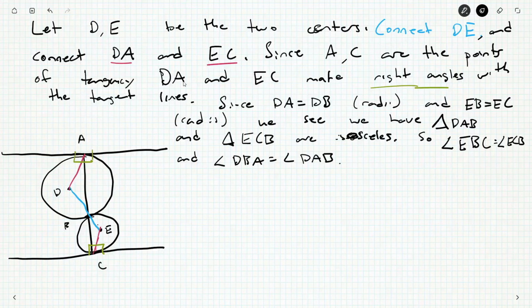Alright, I do think I need a couple other named points. So let's call this one X over here and Y. Let X and Y be points on the lines as shown.